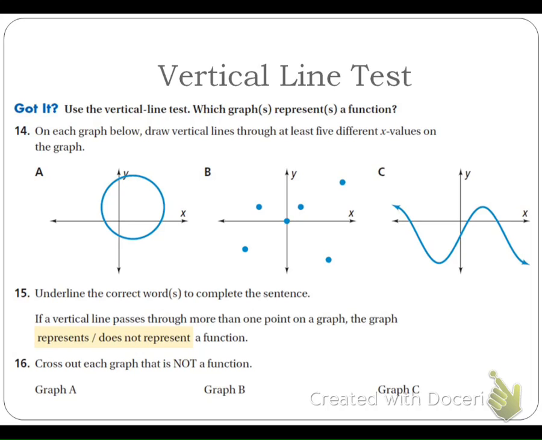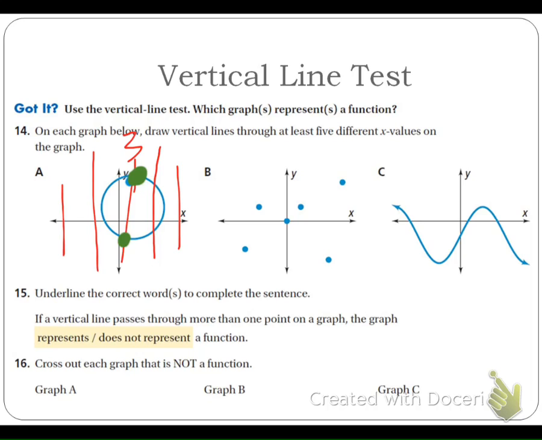So for example, let's draw some vertical lines. I'm just going to draw 1, 2, 3, sorry, it's supposed to be vertical, straight up and down, 4, 5, like this. My first 2 lines, I never even hit the graph. I'm okay. But you see on my third line over, that line hits the graph in 2 spots. Right here and right here. Because my vertical line hits the graph in 2 spots, A is not a function.